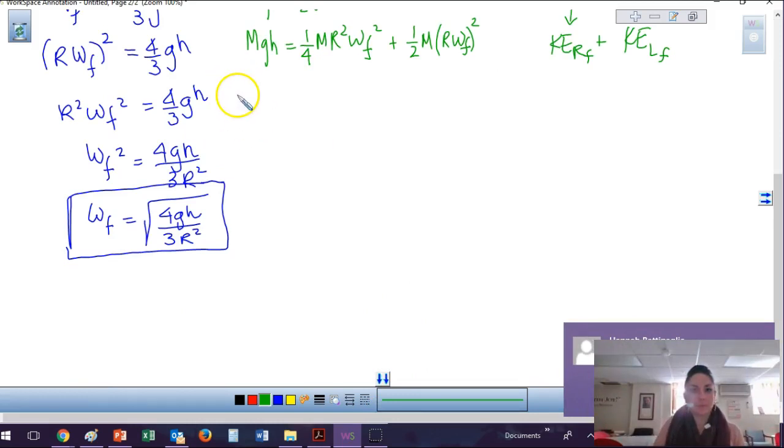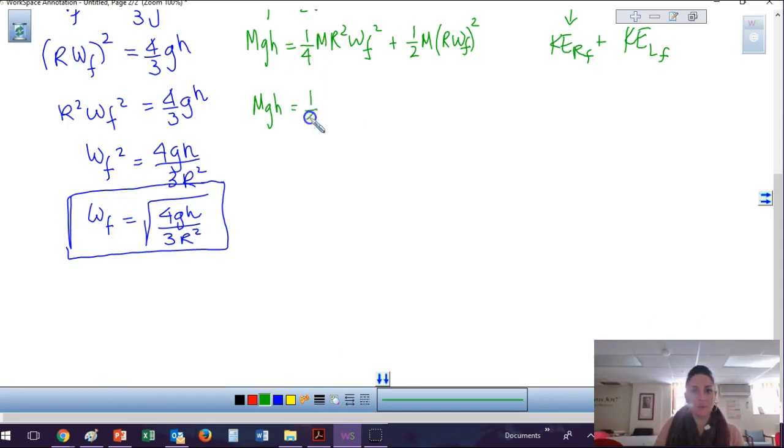Okay, here we go. mgh is equal to 1/2 R squared omega final squared. Now we're going to go over here and do 1/2 m. Now I'm going to distribute the squares here, so R squared omega final squared. Okay. Everything's looking okay so far. So notice that these are basically the same terms, but we have different factors over here. So let's go ahead and straighten this up a little bit.